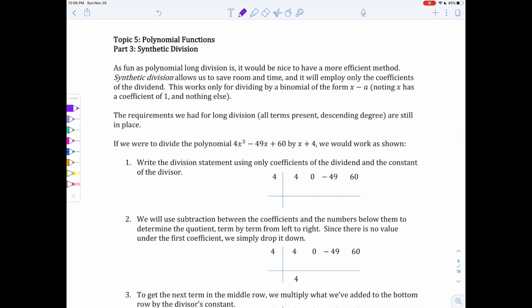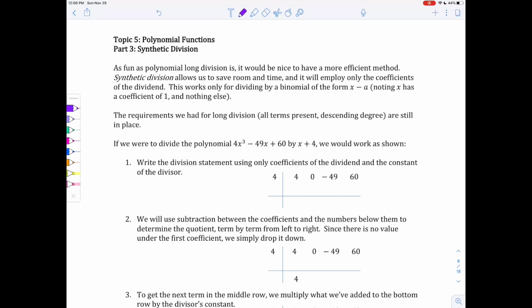And instead of actually writing the x cubed, x squared, x, and constant term, well, constant terms stay the same, we only look at the coefficients. Now this only works for dividing by a binomial of the form x minus a. So there's no coefficient over here. If you want to divide some polynomial by 2x minus 1, that doesn't work because of this 2. But if you want to divide by x minus 3, or by x plus 4, or anything of that kind of form, where the coefficient of x is 1, then you're good to go.